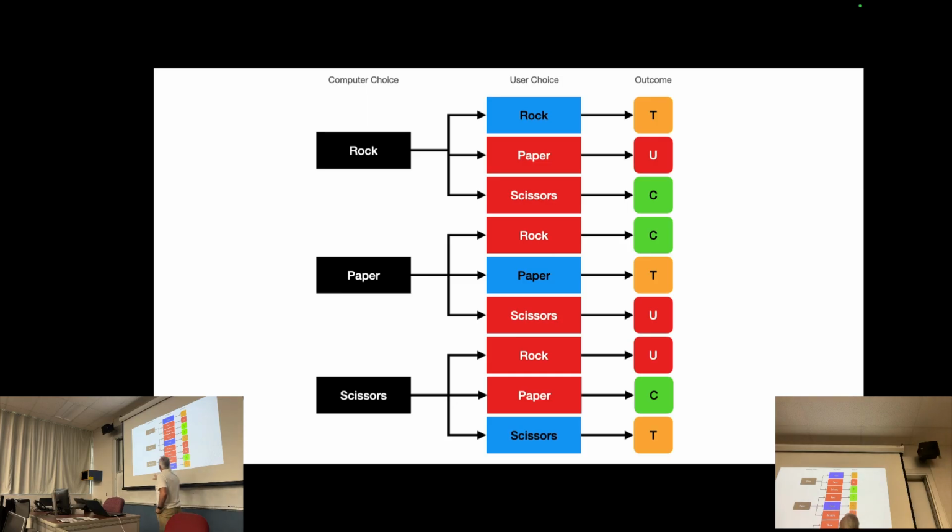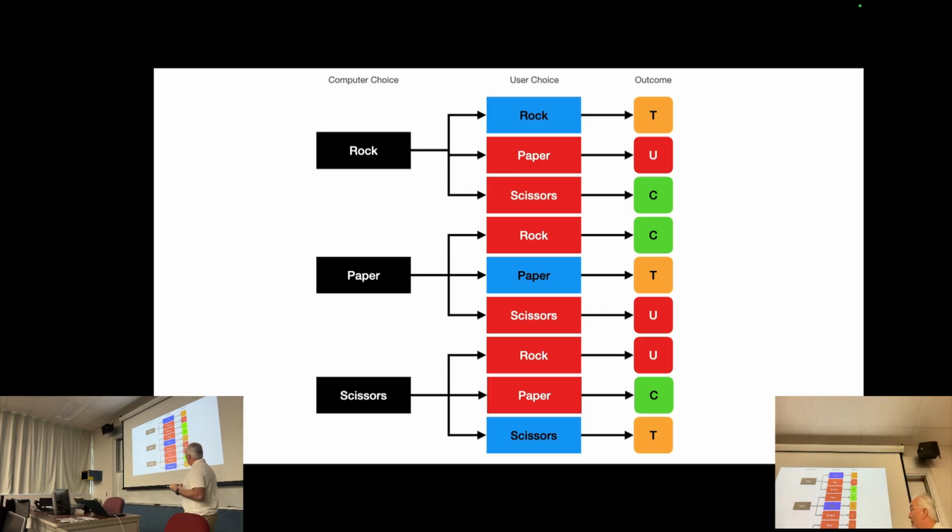But if you think about it, the computer is going to choose rock, paper, or scissors. And then based on what the user is, they don't have 9 choices. They only have 3 choices. The computer can choose rock, and the user chooses rock, paper, or scissors. Okay? If the user chooses rock and the computer chooses rock, the outcome is a tie. If the computer chooses rock and the user chooses paper, the user wins. If the user chooses scissors, the computer wins. So there's 3 choices for the computer. There's 3 choices for the user.